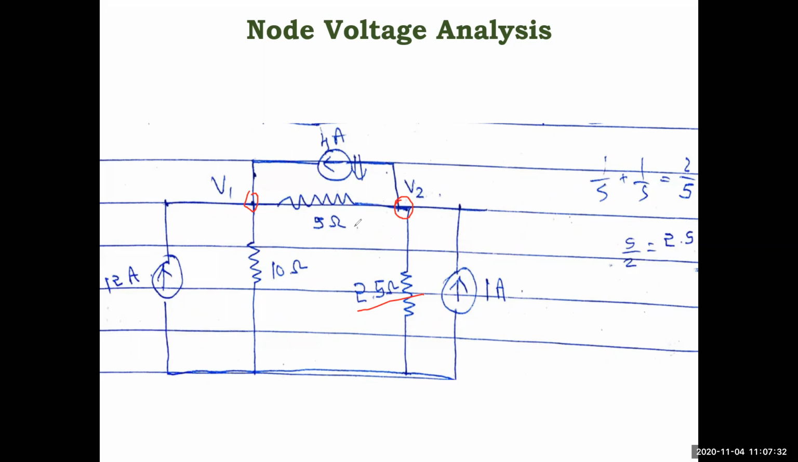Then similarly the second equation, how do you write it? With respect to V1 you have 5, so minus 1 by 5 V1, then the self term. You have 5 and 2.5, so it is (1 by 5 plus 1 by 2.5) into V2 equal to, now the current: 1 amp is entering the node and 4 amp is leaving the node. Entering the node we always take plus, so 1 minus 4. If you take the reverse also, accordingly it will change in the first equation also.